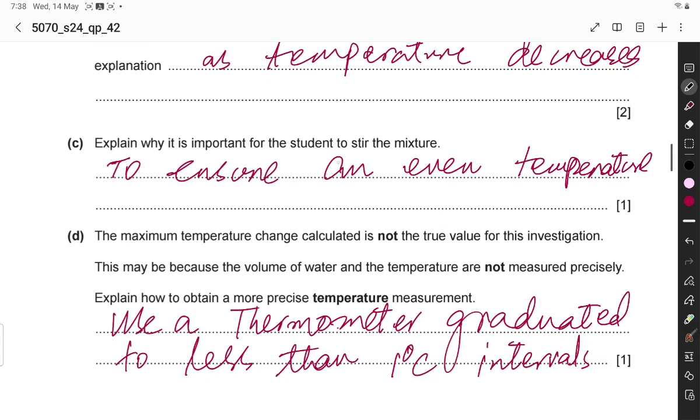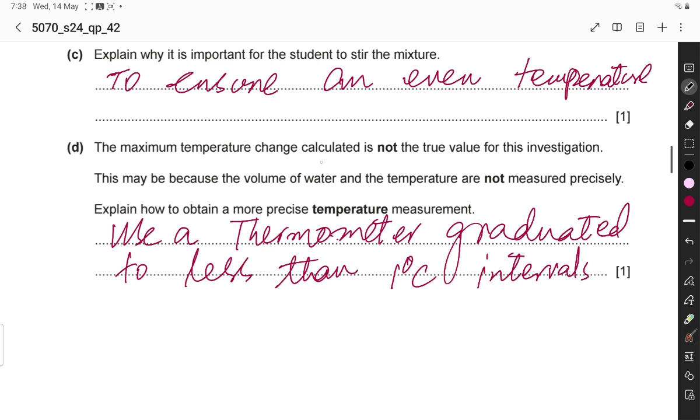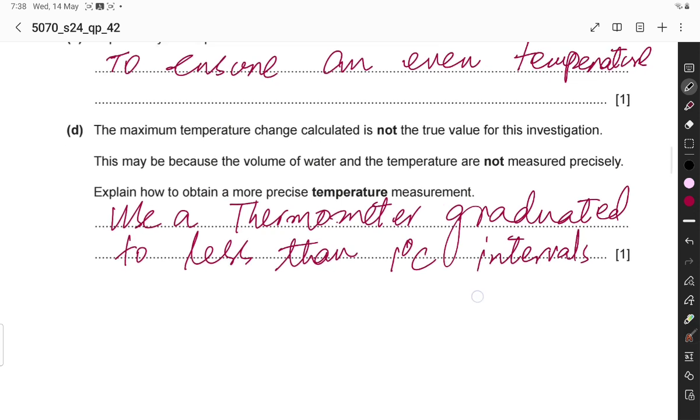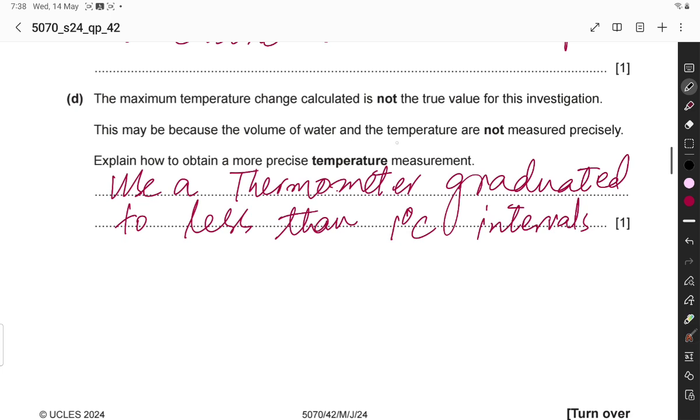Explain why it is important for the student to stir the mixture to ensure an even temperature. The maximum temperature change calculated is not the true value for this investigation. This may be because the volume of water and the temperature are not measured precisely.